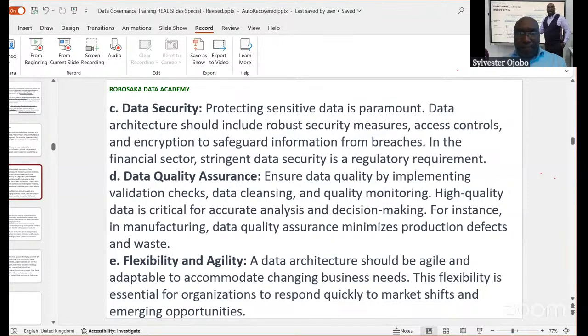So also in data quality. Data quality assurance has validation checks, to see whether the quality measures we put in place are working, so as to avoid defects and waste. One of the standards is that you have to be flexible and very agile. Flexibility ensures the organization can respond quickly to market shifts. If your architecture is too rigid and people are moving to cloud and you're not shifting, you have not designed your architecture well to accommodate the migration, the market shifts and trends, and emerging opportunities. You have to be very flexible in your design.